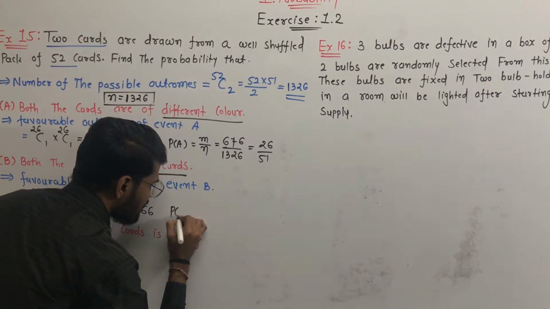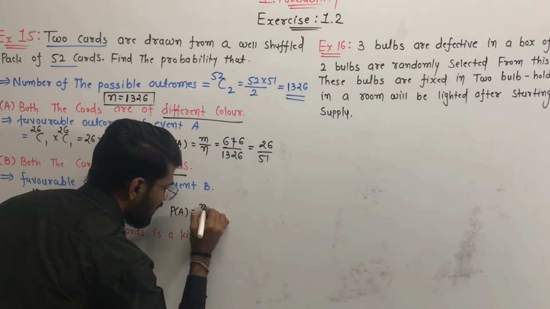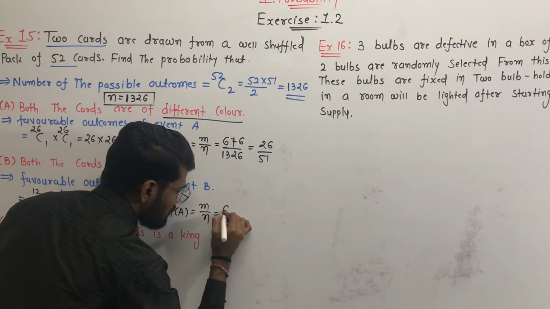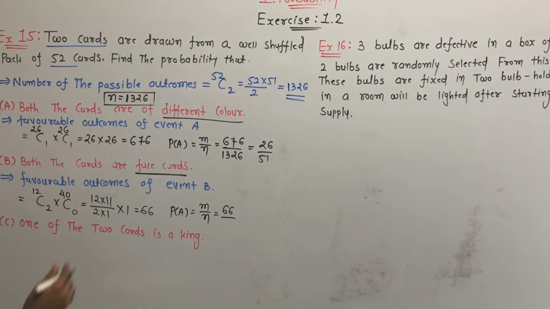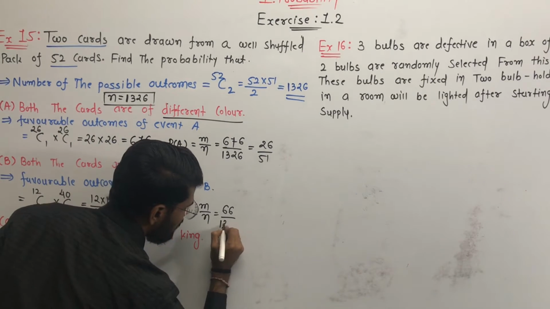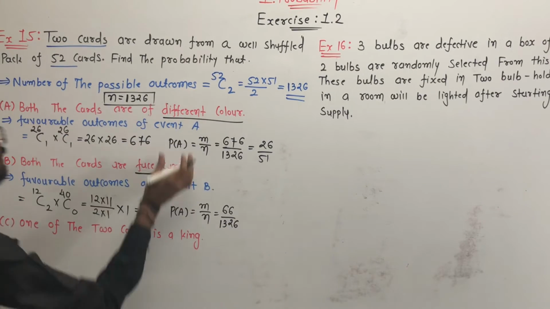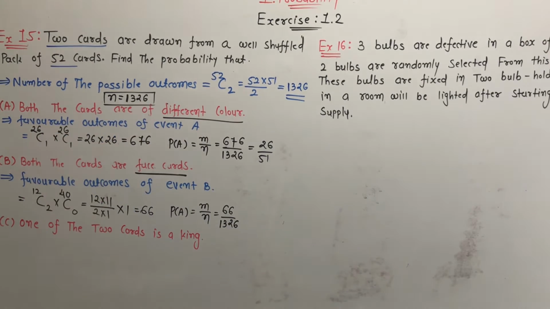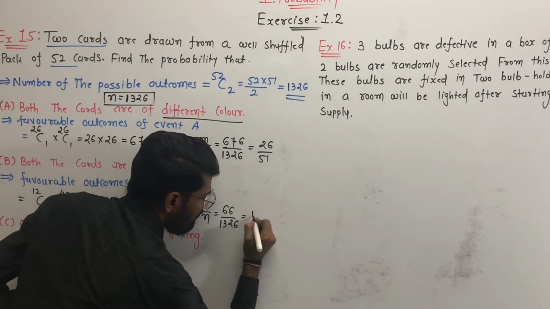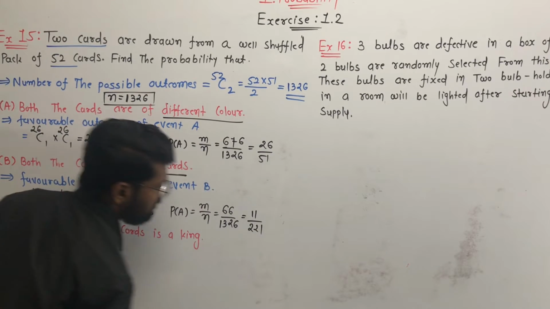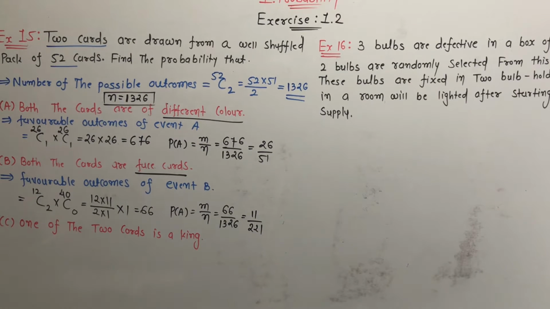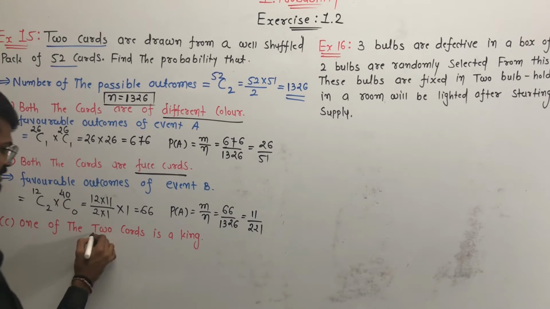So the probability of event A is equal to M by N. M is equal to 66, and N is equal to 1326. Now we calculate, and our answer is 11 upon 221.